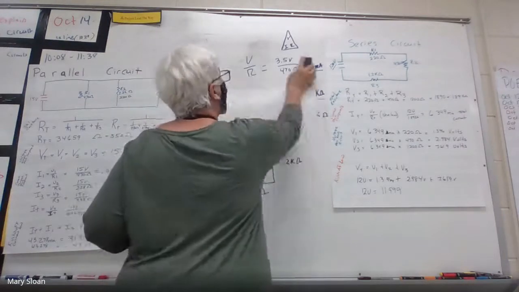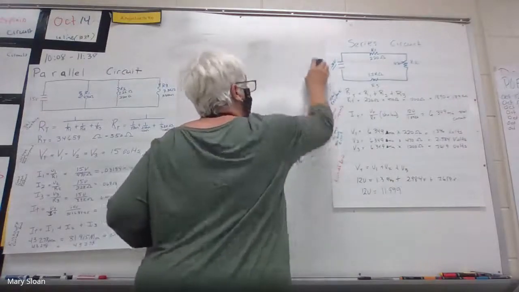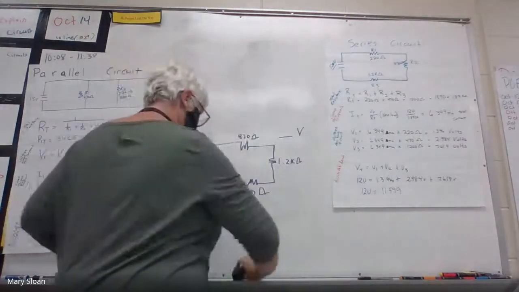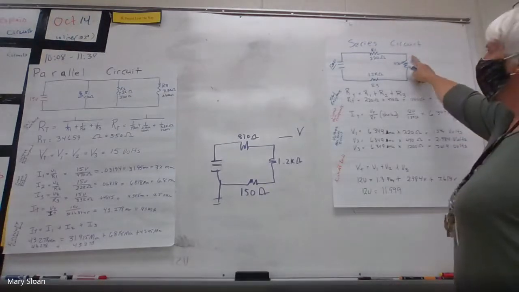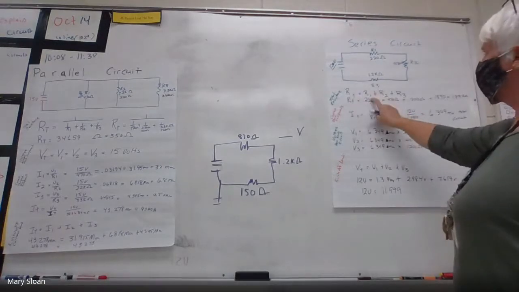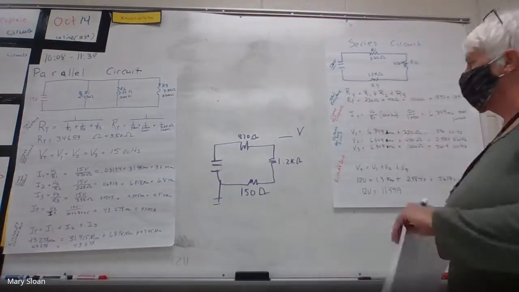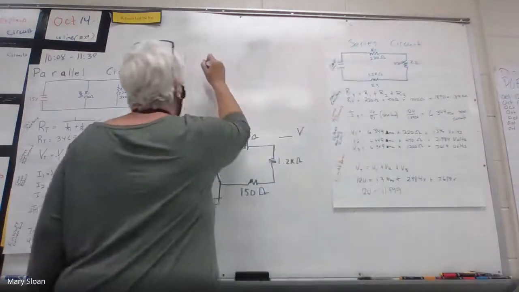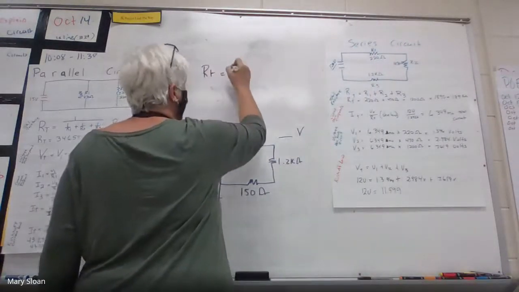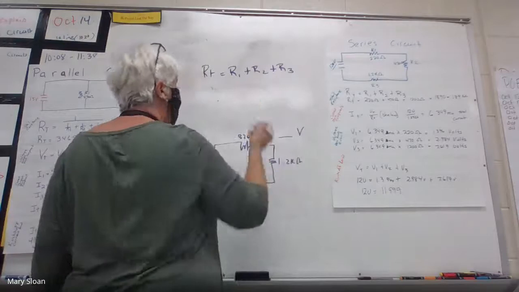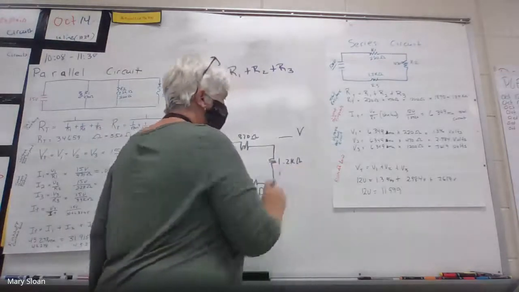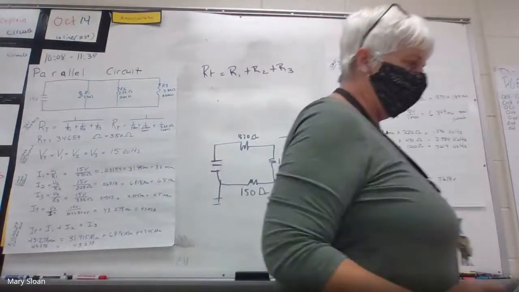So what was the actual answer? I'm not going to tell you. So what are we going to do with this? We have to find resistance total, right? Well, let's look here for a series. For resistance total, it tells us to do resistance 1 plus resistance 2 plus resistance 3. So our total equals R1 plus R2 plus R3. Well, we got 820, 1.2K, and 150.